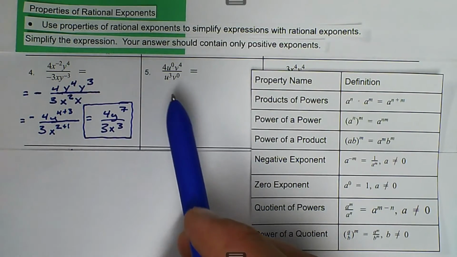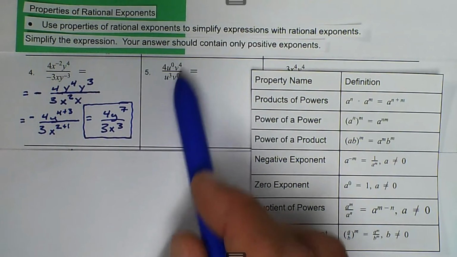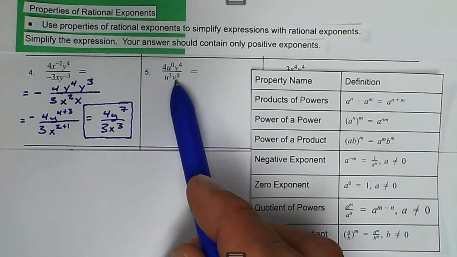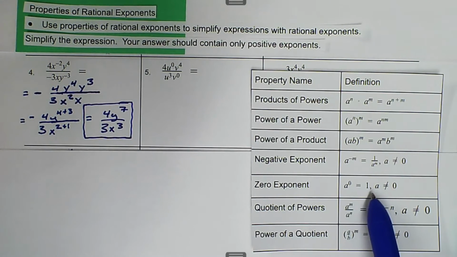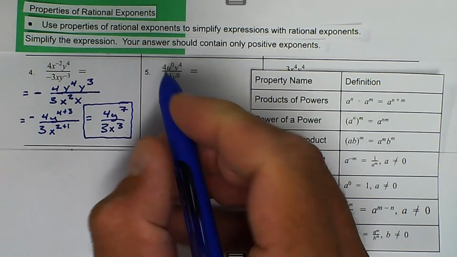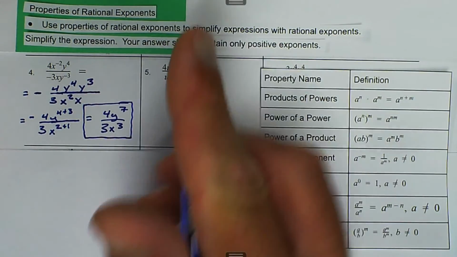The next one we have is 4u to the 0, v to the 4th, and then we have u to the 3rd, v to the 0. So anytime I want to use the 0 exponent, which means anything to the 0 power is automatically 1, I'm just going to rewrite that fraction.